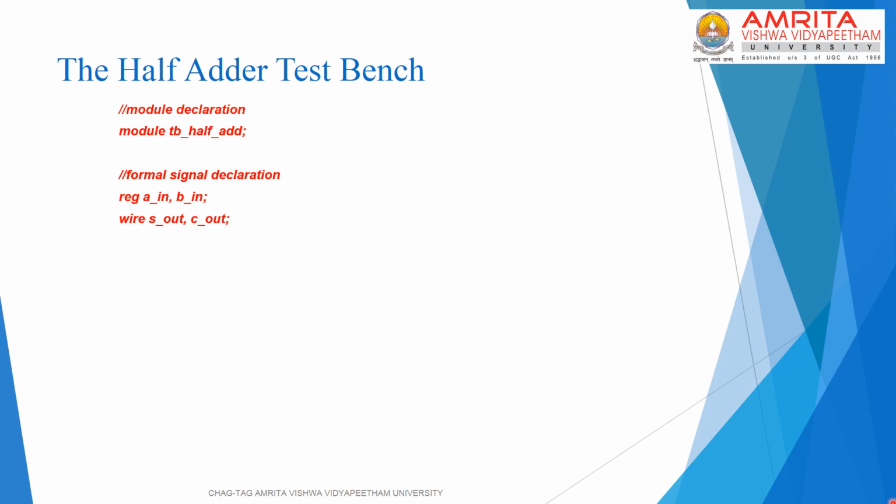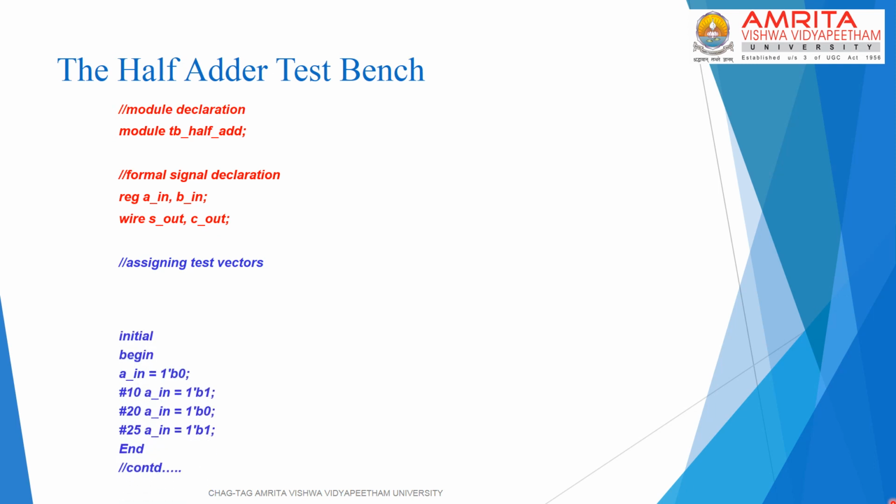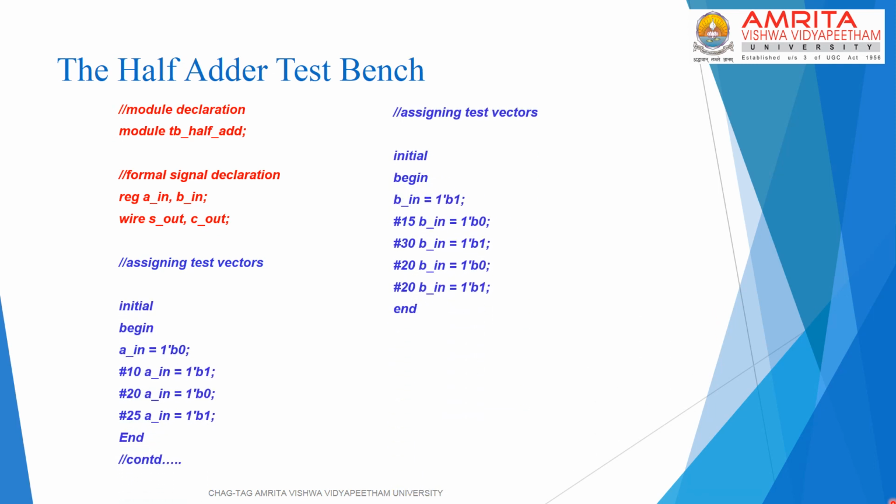In the second part of the test bench, that is the part consisting of the initial blocks, the inputs will be assigned logical values. So here I have shown two initial blocks. These are blocks of code which will execute in parallel. The first initial block consists of a set of statements which assign different logical values to the input signal A in. Now the values which appear after the hash are basically delays.